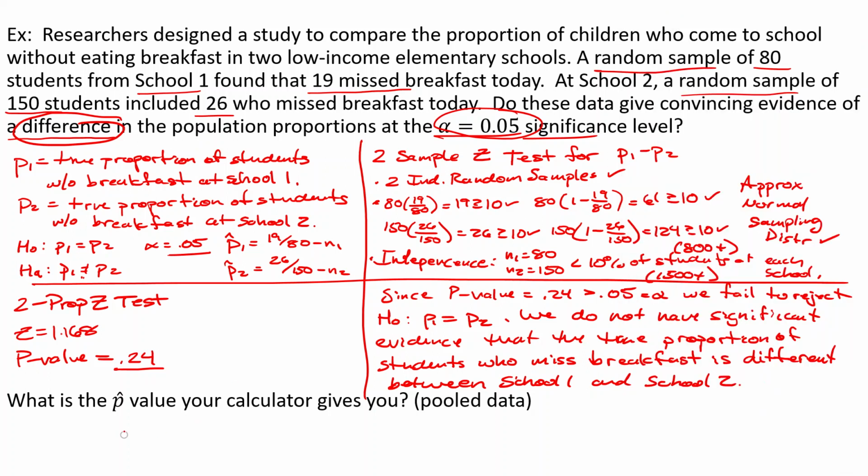And sometimes it's best to use pooled data. So the p-hat value they give you would be if we were pretending this was one distribution. And we'd have 19 and 26 total that did not have breakfast, and then 80 and 150 total that were sampled. And that would be our p-hat pooled value. So that's if we put it all together. So just keep aware that sometimes we have pooled data and sometimes we don't. It doesn't change how we do our test, but just keep aware of that. If they ask you about it, that's what that p-hat is.